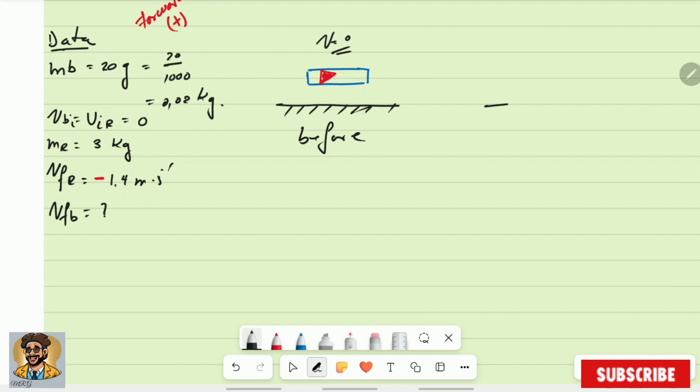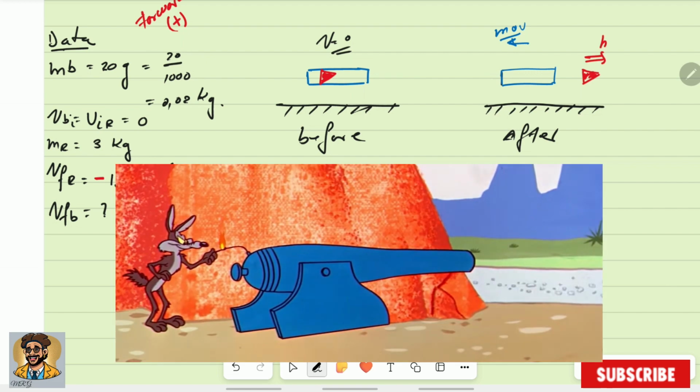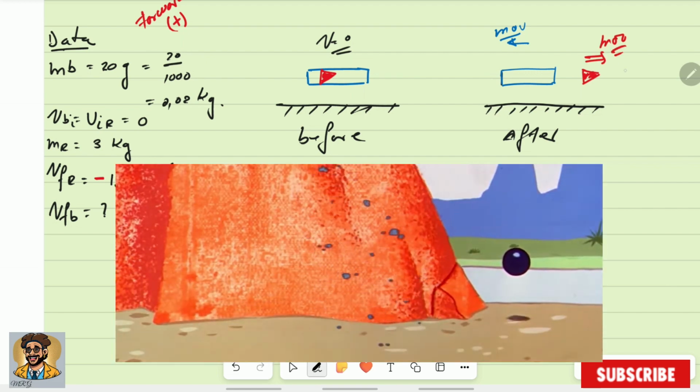What do we have after? We have the rifle. This is after. This rifle is moving in that direction. Are you with me? And the bullet is moving to the front, in that direction. And this is what we are looking for.